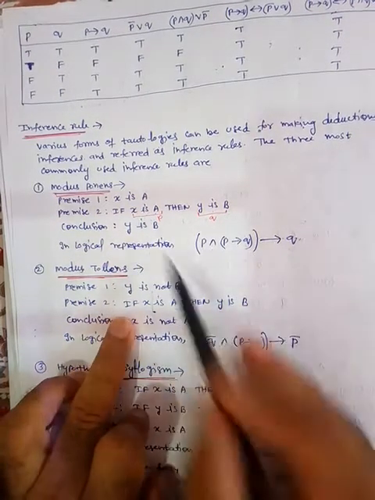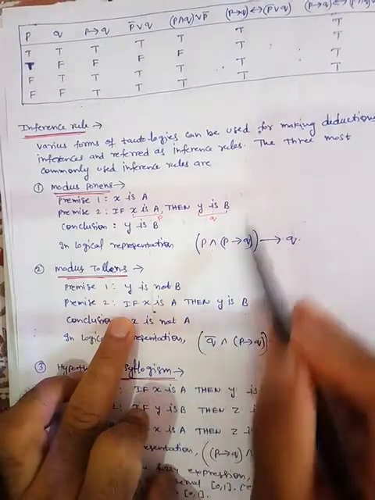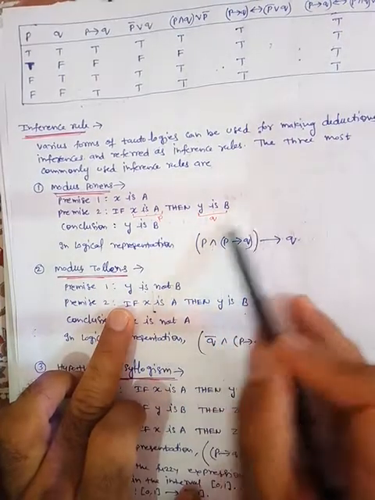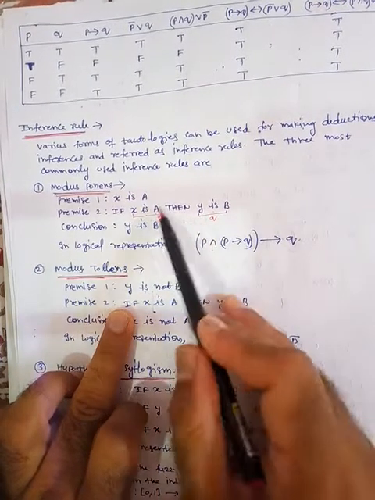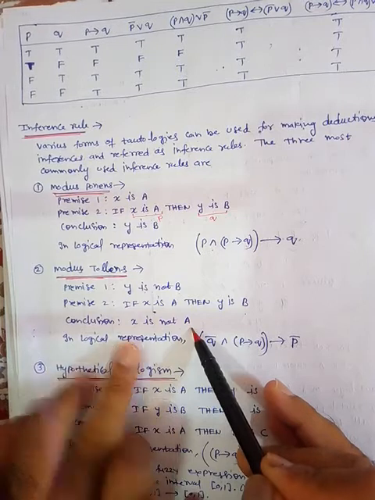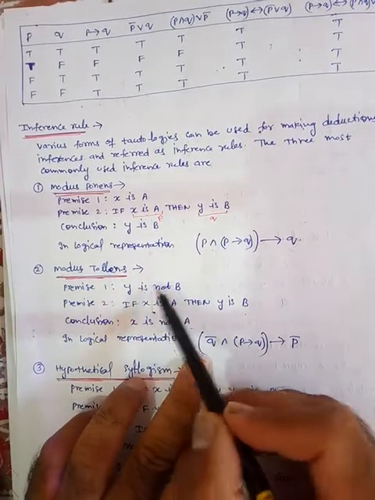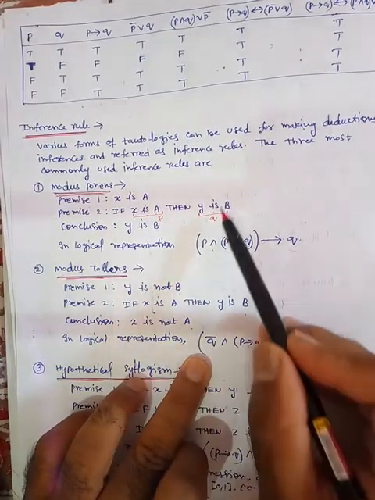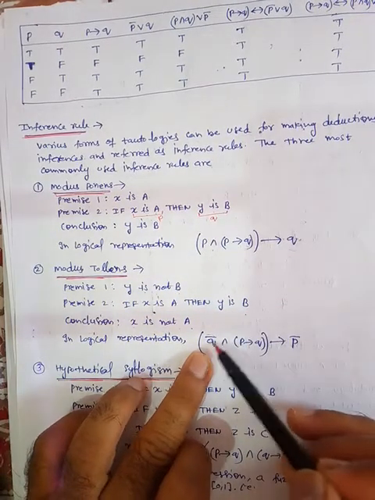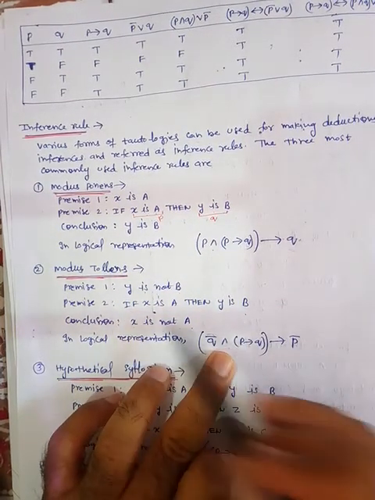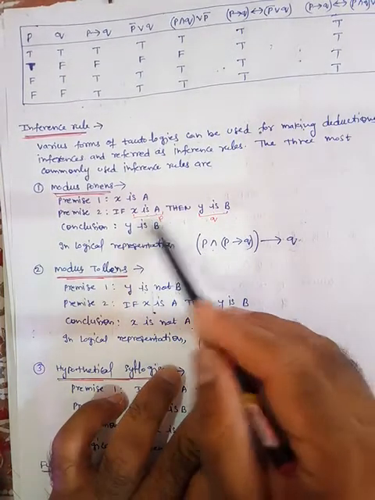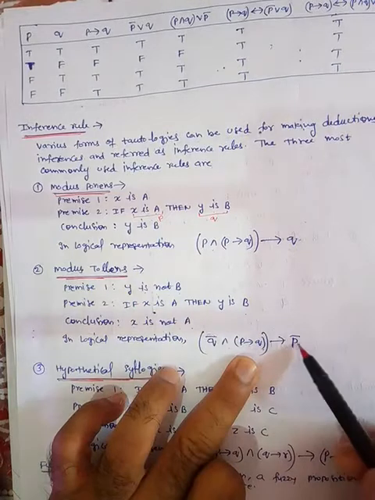Fine. Similarly modus tollens, this is just like the reverse. Premise 2 is the same as it is, but premise 1 is different. Y is not B, so this is not true. If this is not true, then obviously this should not be true. That's why X is not A. Here this is Y is not B, but Q is represented by Y is B, so this is the bar. And this is P implies Q. The conclusion is X is not A. X is A means P, so this is P bar.